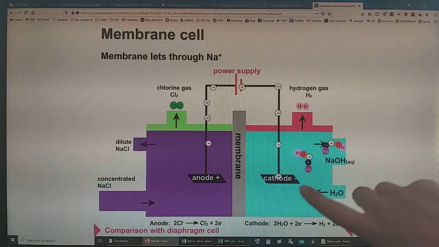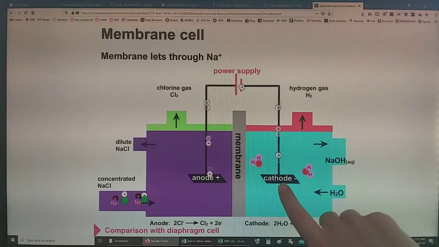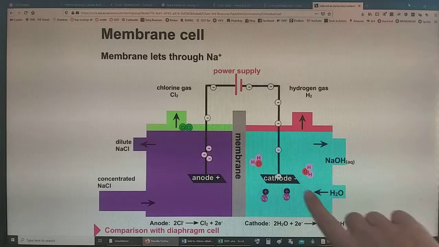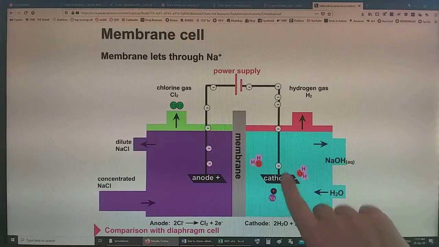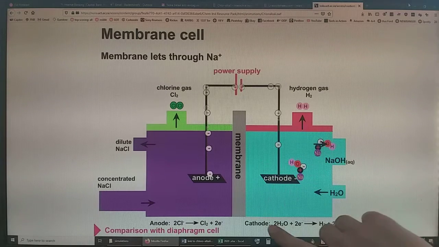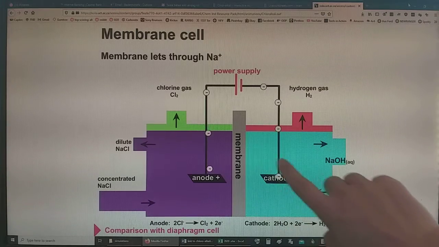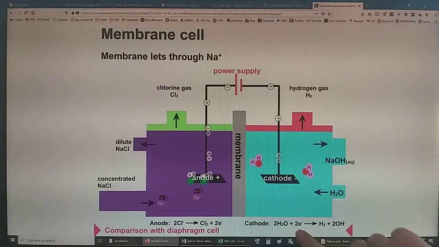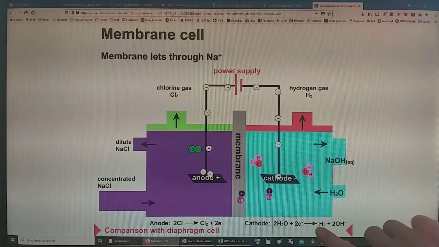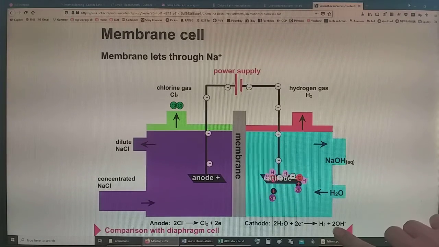On the other side of the membrane cell, you have water being pumped in. Now the water is going to go to the negatively charged electrode, and it's going to do this. Now this reaction looks very strange, but it's actually on your half reaction table. You'll see the water will basically reduce, gain 2 electrons, and become hydrogen gas, which you'll see bubble off here, and it will become hydroxide ions.